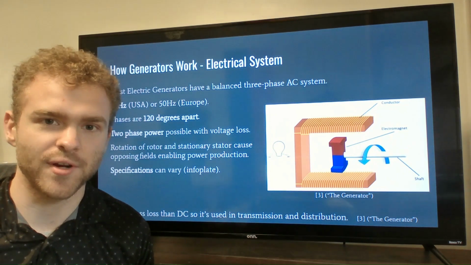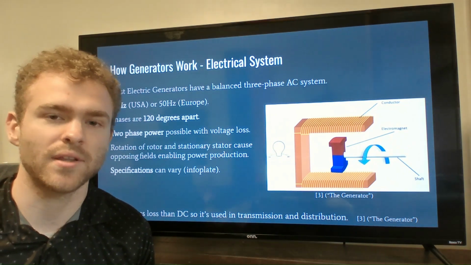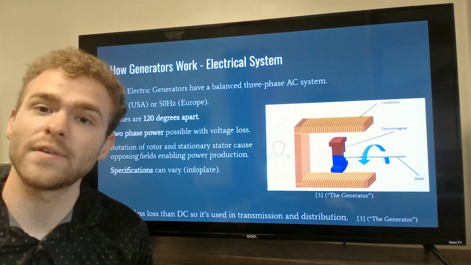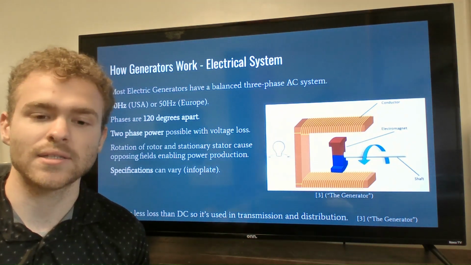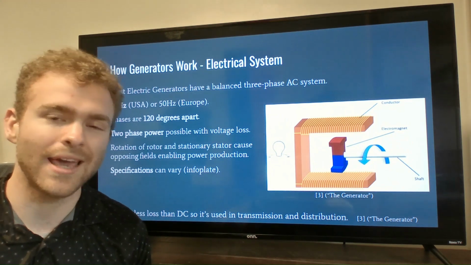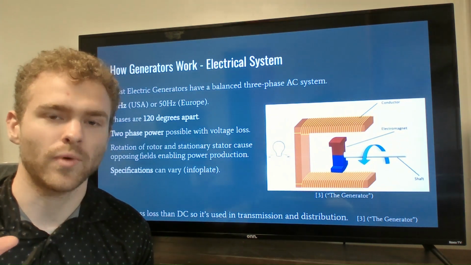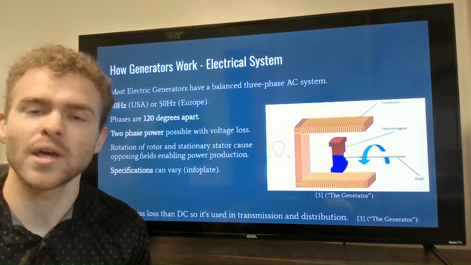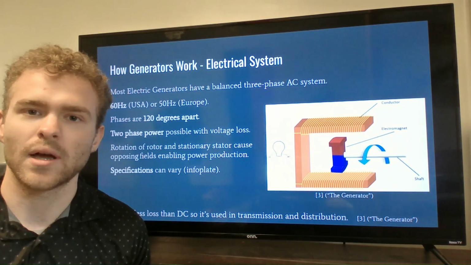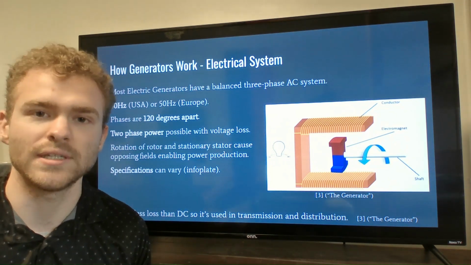Specifications can vary from generator to generator, and you can often find these on the info plate, such as the kilowatt or even megawatt production and the fuel type. AC has a lot less loss than DC, so it is often kept in the AC electrical form when it gets transmitted across transmission lines and when it's on distribution lines, until it gets to the customer where it gets inverted or converted to DC if needed.